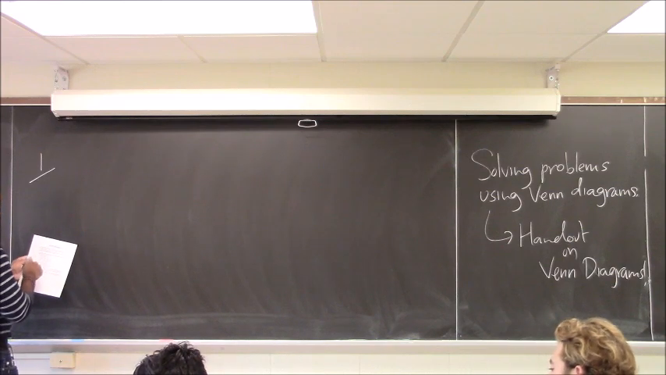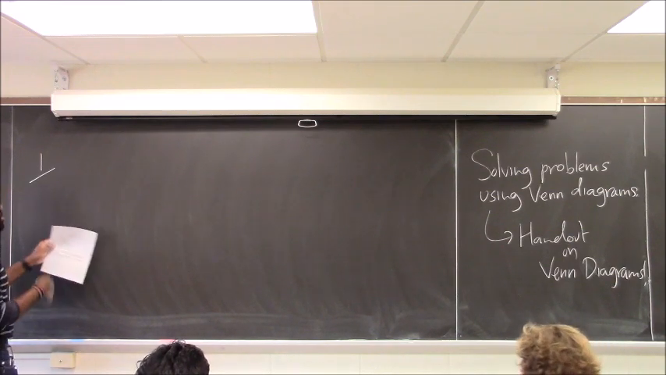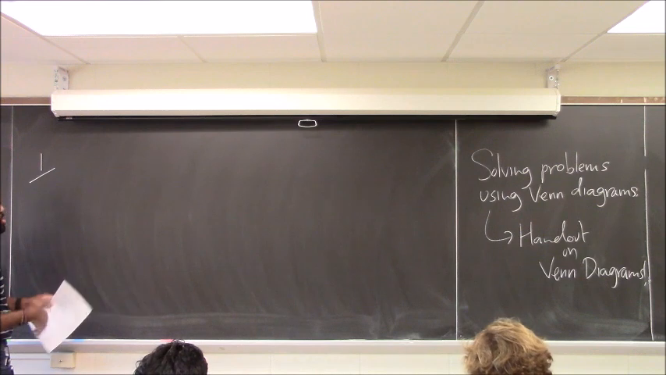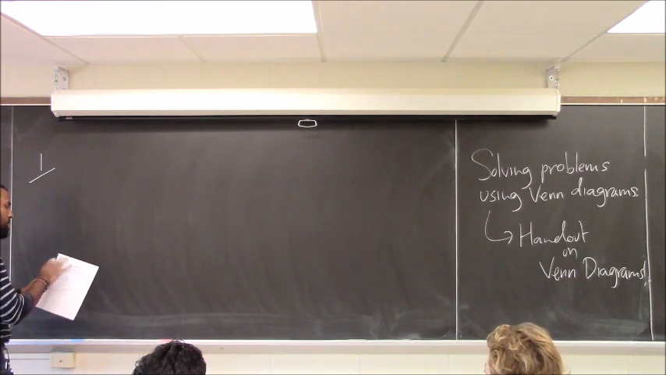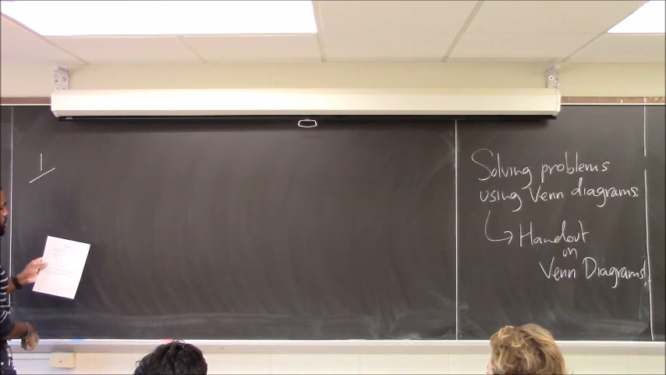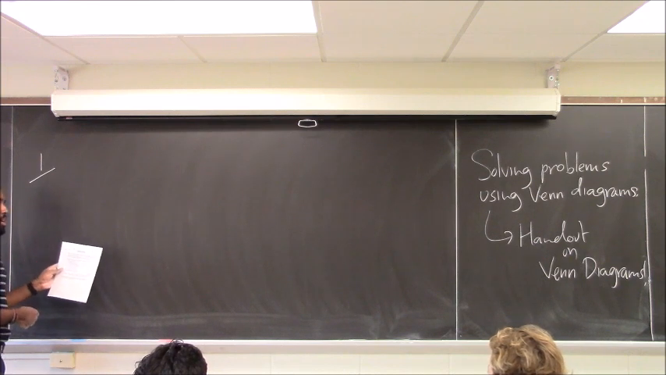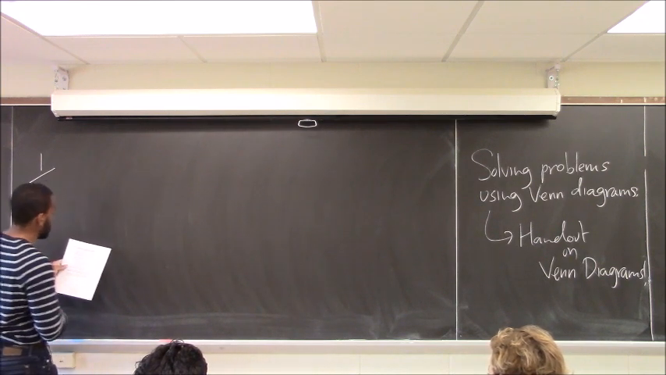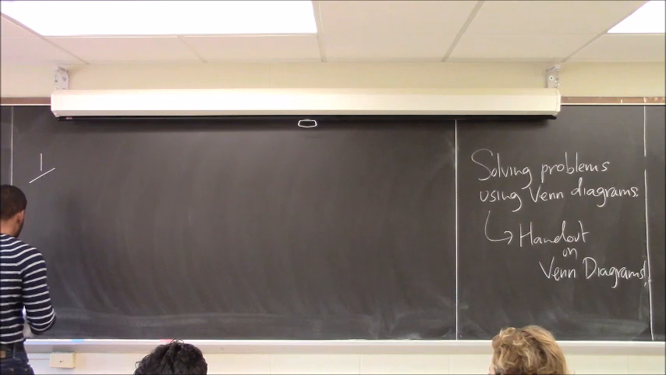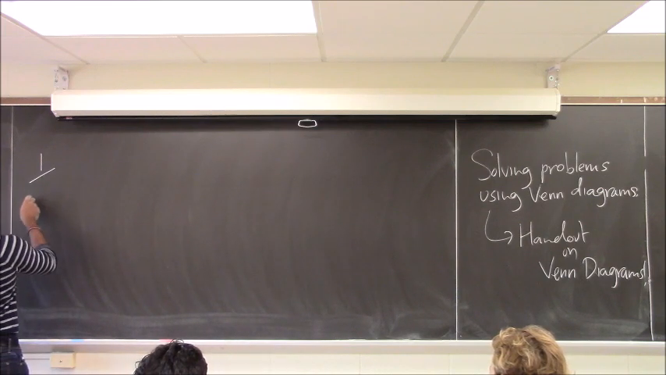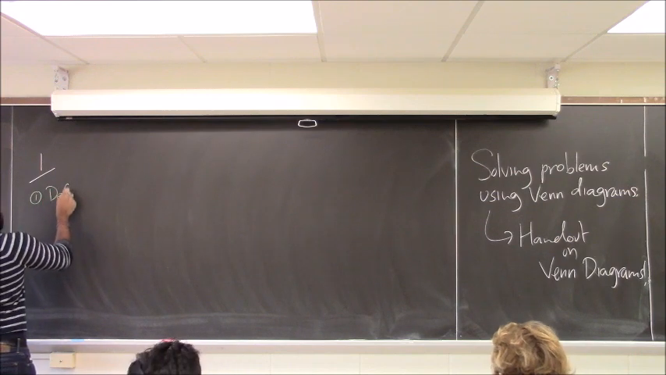The first thing you want to do in something like this, and this is a very common type of problem, is notice that they'll tell you how many people are in this group, how many are over here, how many are here or there, and so on. It's a problem you want to solve with Venn diagrams. So step 1, define your sets.